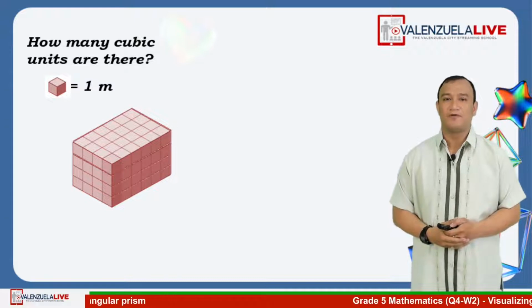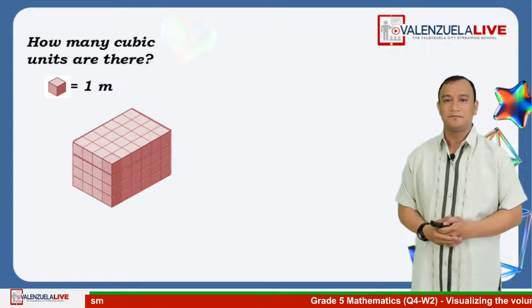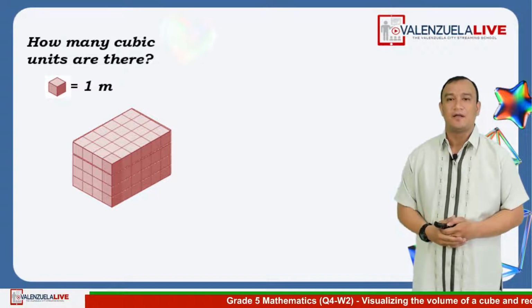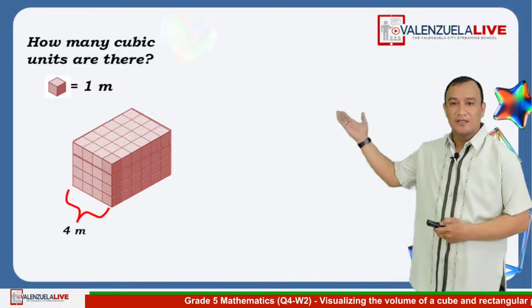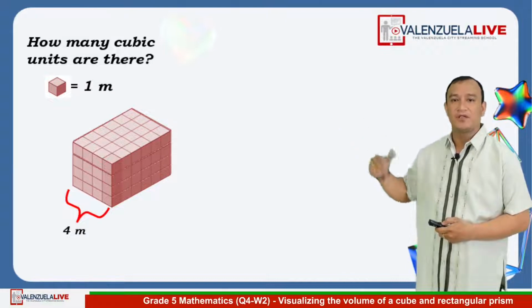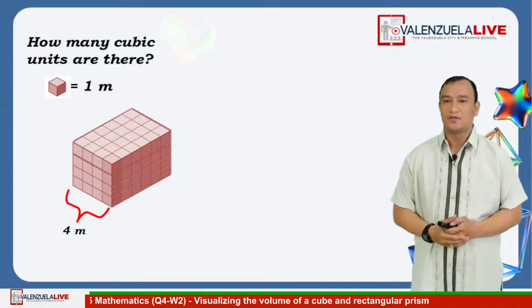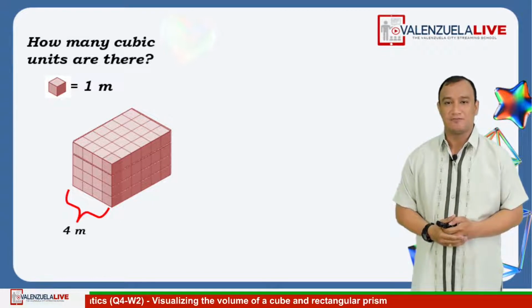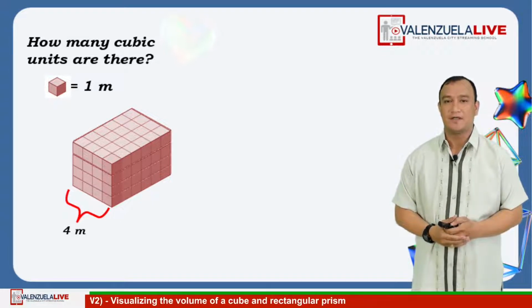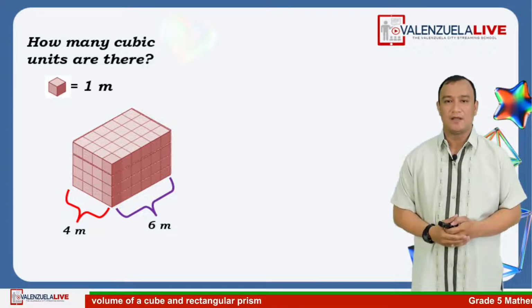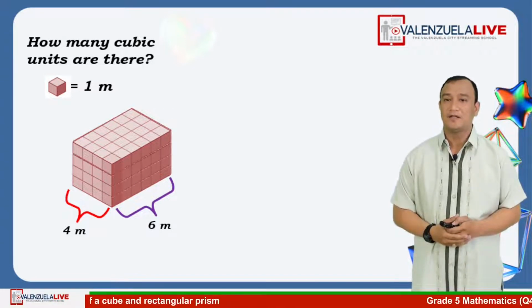Next example for the rectangular prism. How many cubic units are there? Take note, class, that in this given, 1 meter is equivalent to 1 cubic unit. So for our length, it has 4 meters. Its width is 6 meters. And for the height, it is 4 meters.